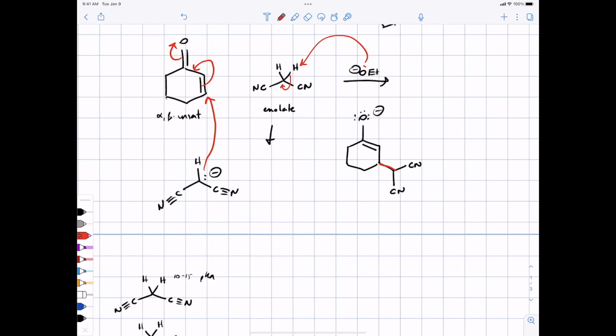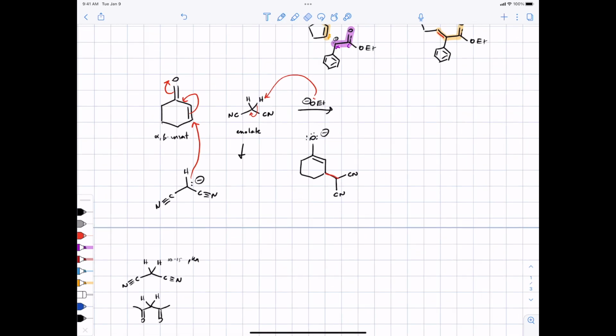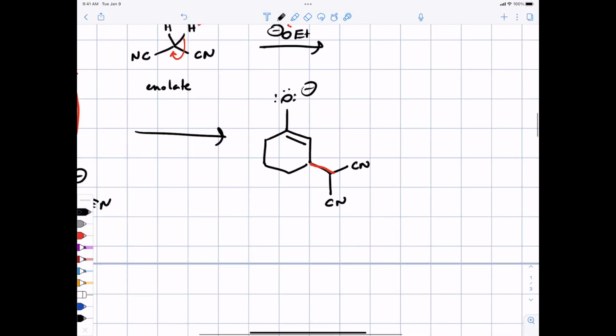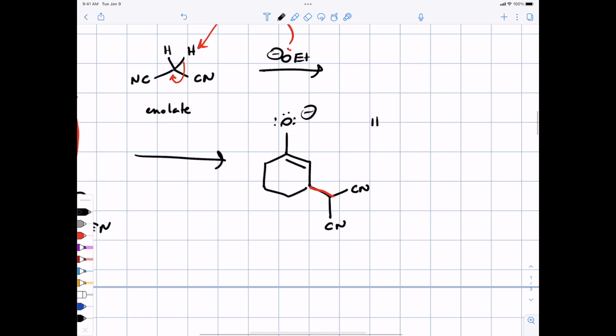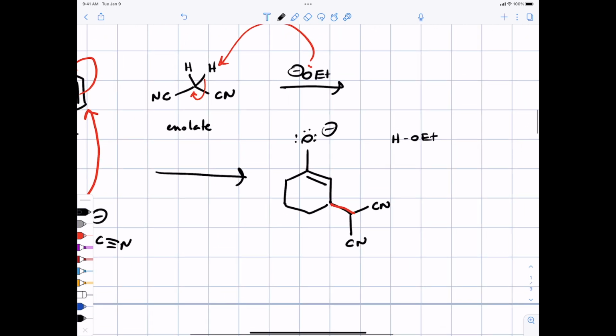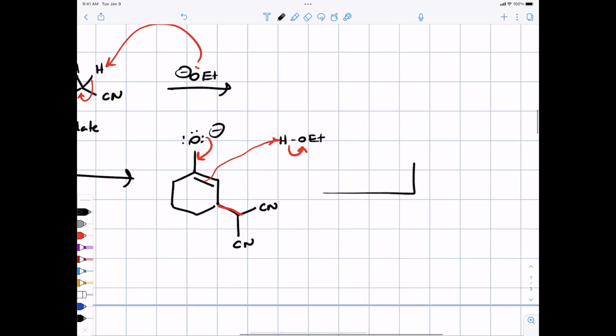Here is the new bond I made. Here is an enolate intermediate. I'm going to protonate on the alpha carbon because the keto form is more stable than the enol form. And that's going to get me to this product.